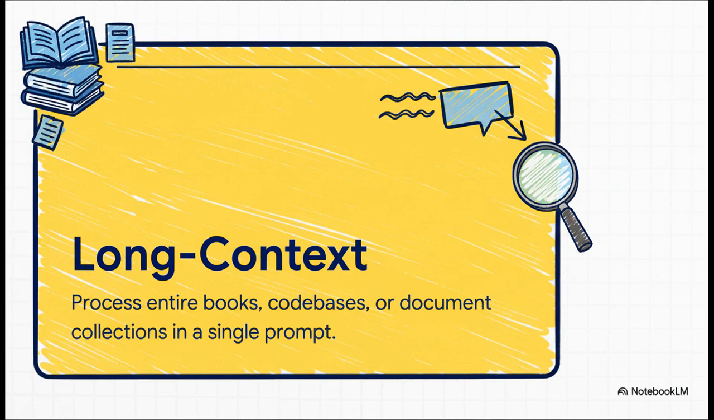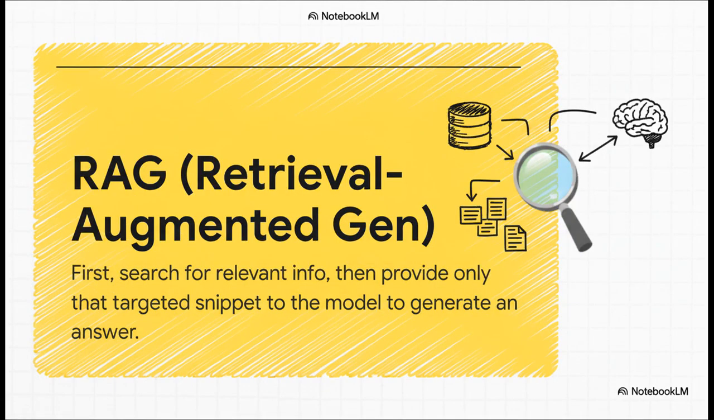First up is long context. The best way to think about this is like an all-knowing librarian. The approach is powerful because it's so simple. You just hand the model everything, every book, every report, every scrap of code, all at once in one giant prompt. The model then just holds all of that in its working memory, ready to answer your question. It's seen literally everything.